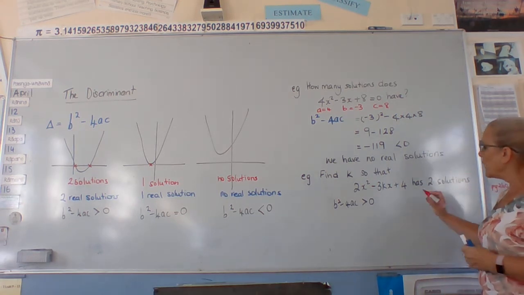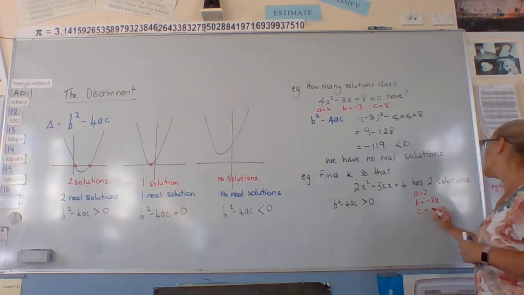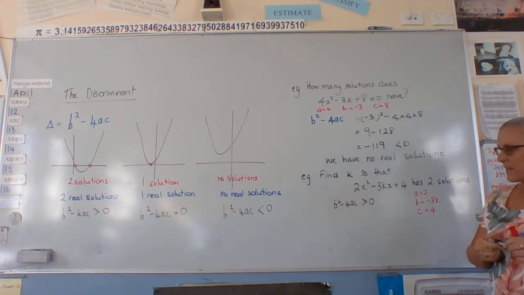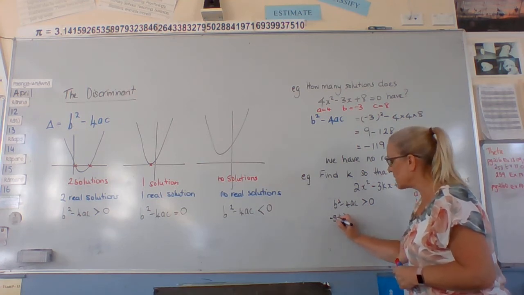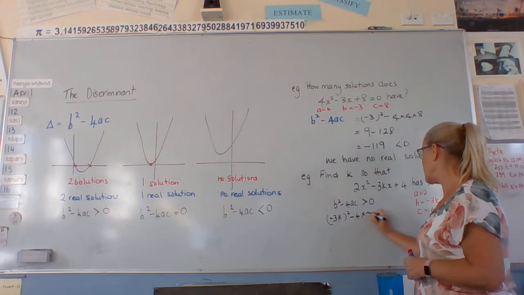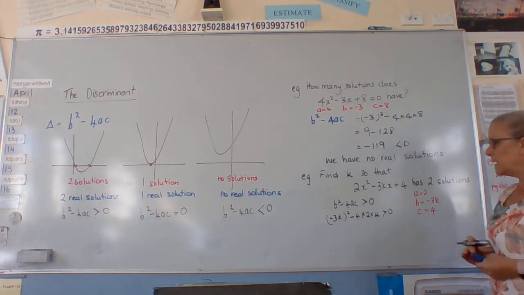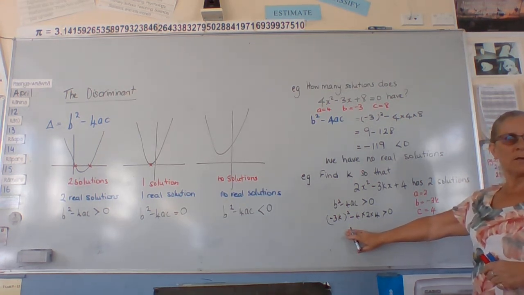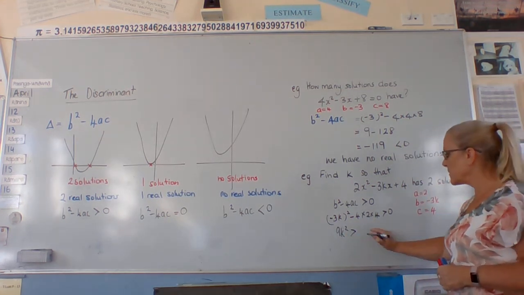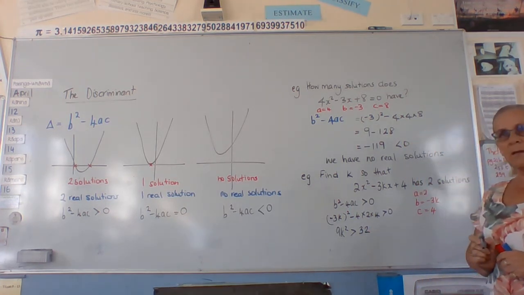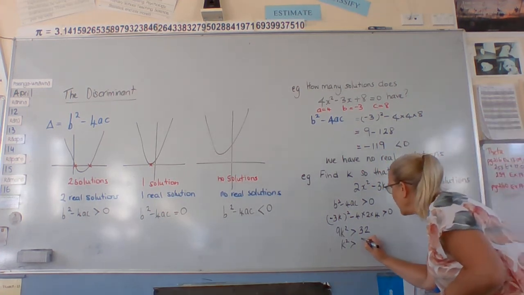So what have we got? We've got A equals 2, B equals -3k, and C equals 4. So now we're just solving. So that part there is the beginning of it. -3k squared minus 4 times 2 times 4 needs to be greater than 0. All right, so what's -3k squared? 9k squared has to be greater than 4 times 4 is 16 times 2 is 32. So k squared needs to be greater than 32 divided by 9.